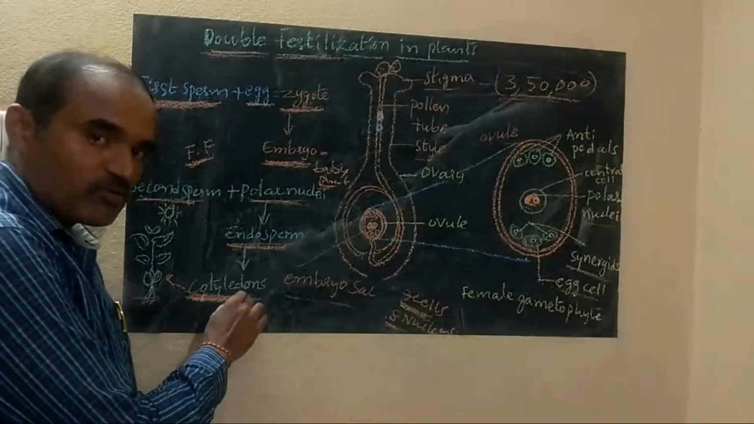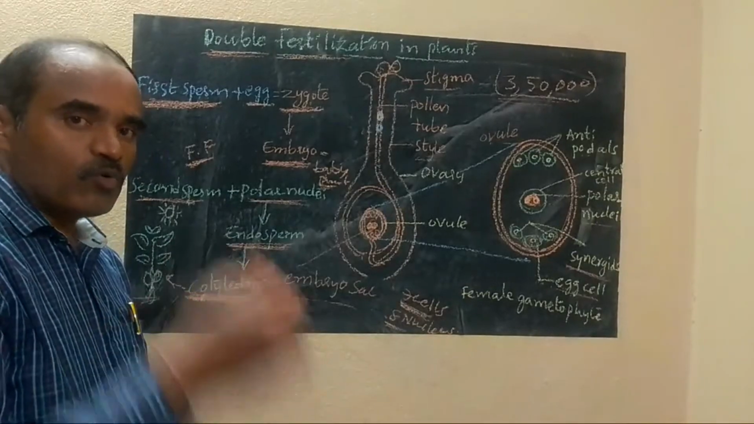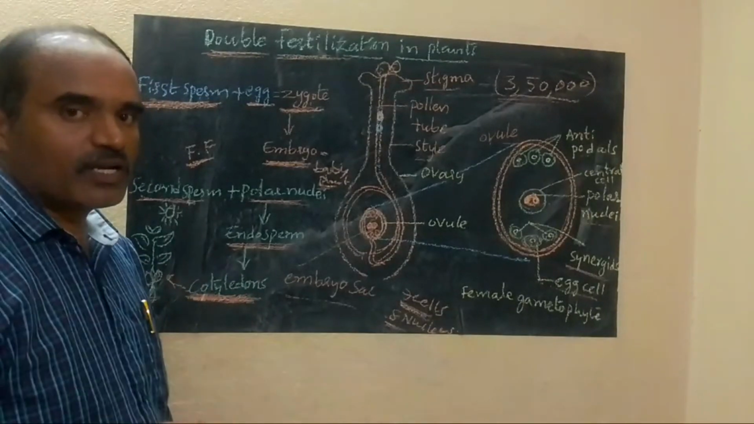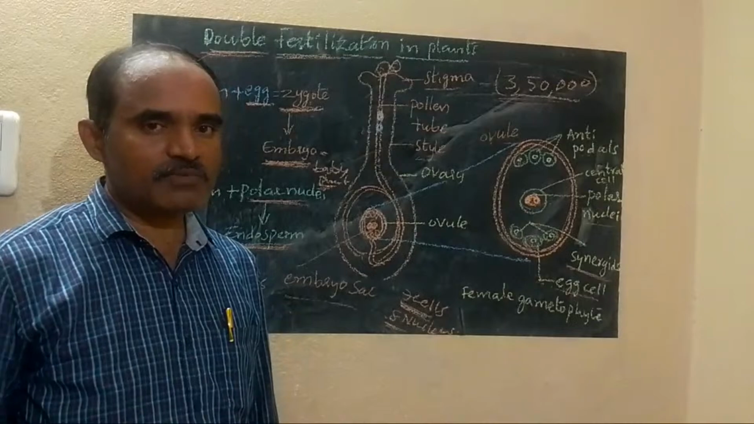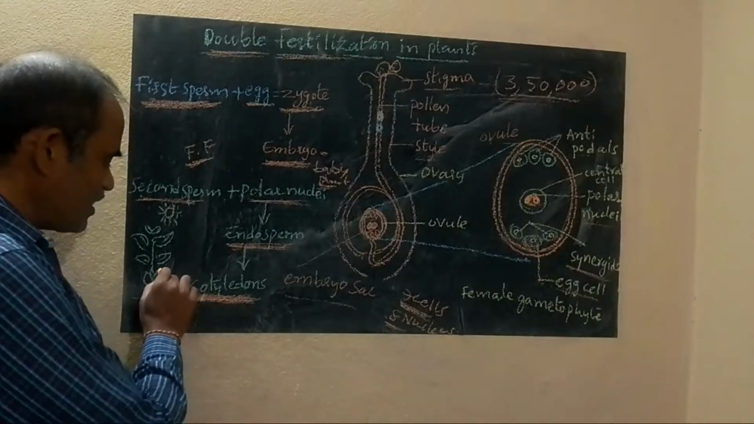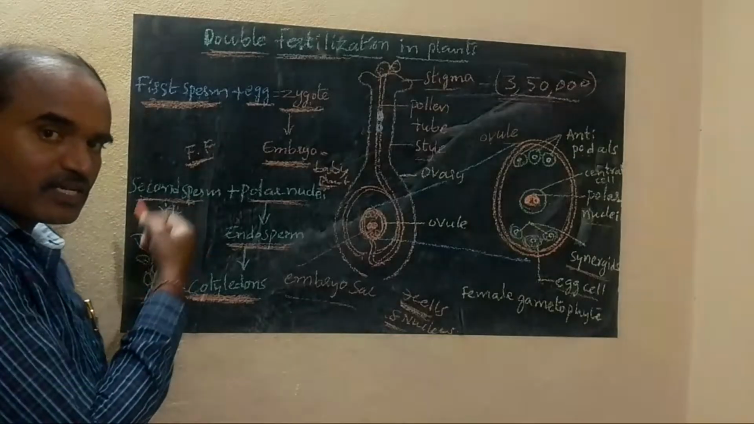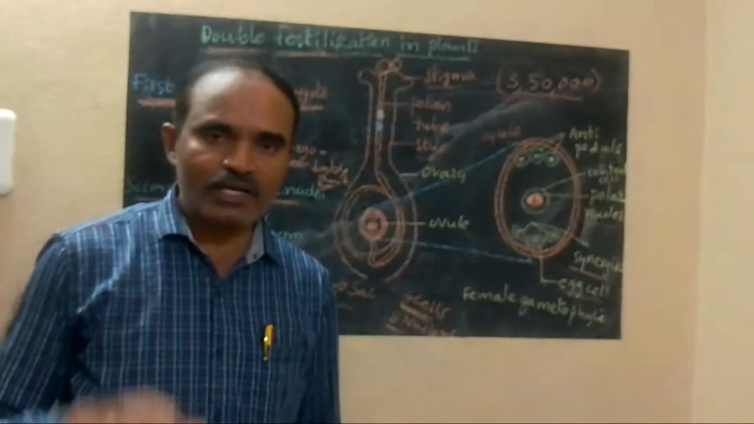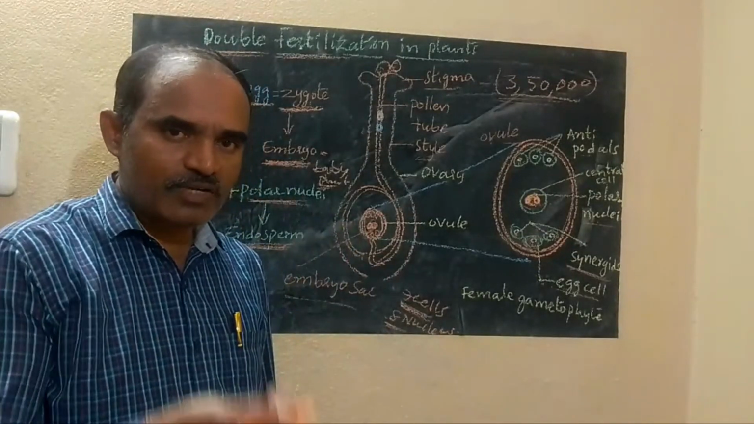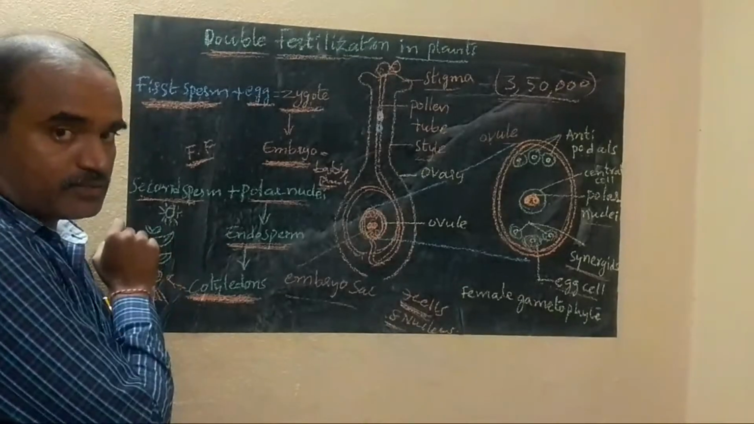So cotyledons provide food to the young plants till they prepare food by their own process of photosynthesis. After leaf formation only, the food preparation takes place in the young plant. Till that time cotyledons provide food to the young plant. These are the cotyledons, and this is the young plant, and with the help of simple inorganic raw materials like carbon dioxide, water, sunlight and chlorophyll, the plant can prepare its own food.